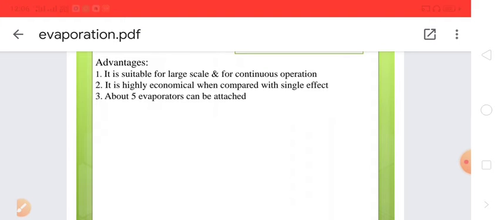So that's all for the evaporation theoretical portion, and all types of evaporators we have covered in part 1 and part 2.